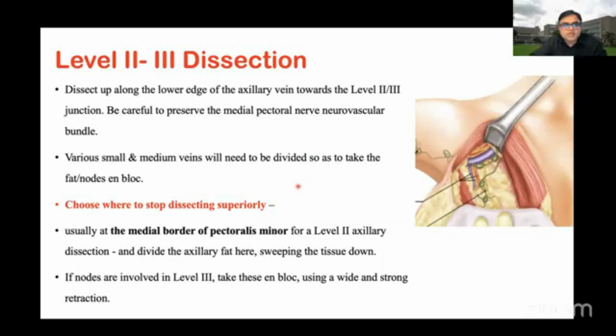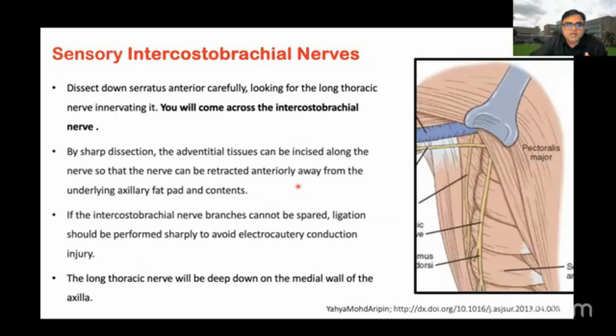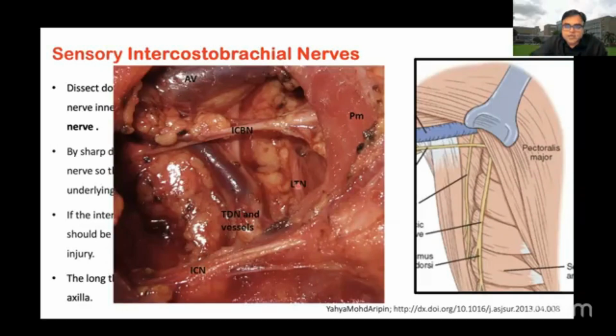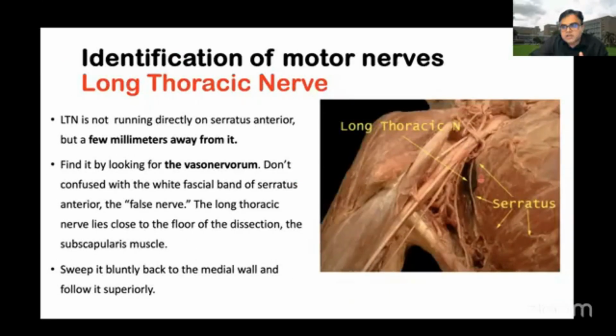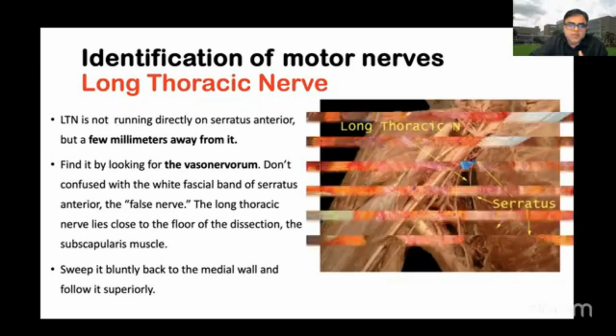So for level 2-3 dissection, you need to retract the pectoralis minor muscle from where you can take out the fat. You can preserve the intercostobrachial nerve that's just below the pectoralis minor muscle, or you can sacrifice it with high burden disease. Similarly, the long thoracic nerve, it's lateral over the chest wall and it's under the fascia of the serratus anterior muscle. We need to take care while the long thoracic nerve is looping. It's not close to the chest wall at the apex of the axilla, so you need to take care. And the serratus anterior nerve is almost at the level of the lateral pectoral nerve.